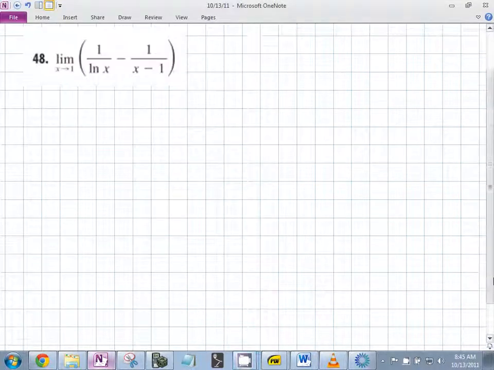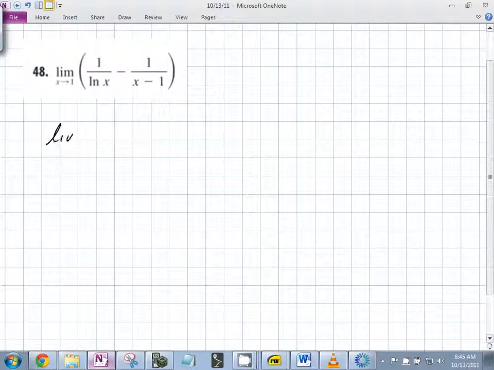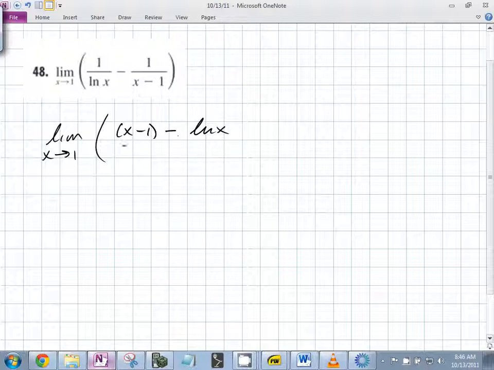Here we go. So this is the same as the limit as x goes to 1 of x minus 1 minus ln x over what? ln x times x minus 1. Okay. We now have one quotient, correct? It should be ln x minus x.